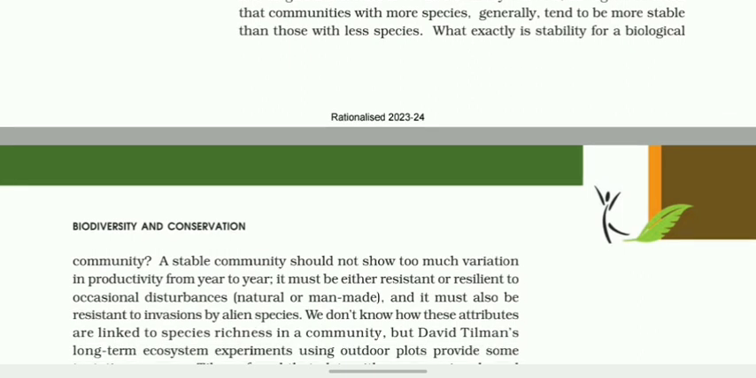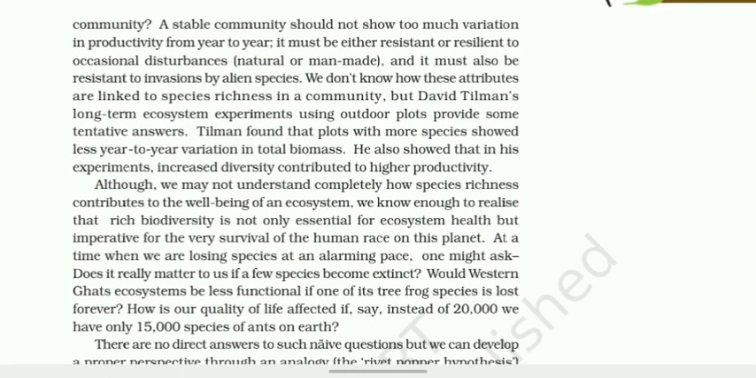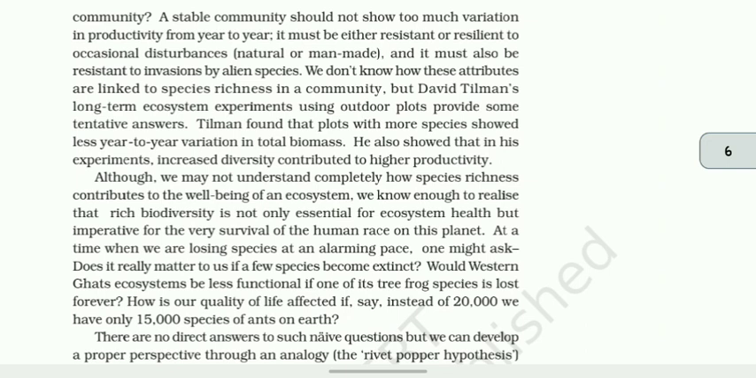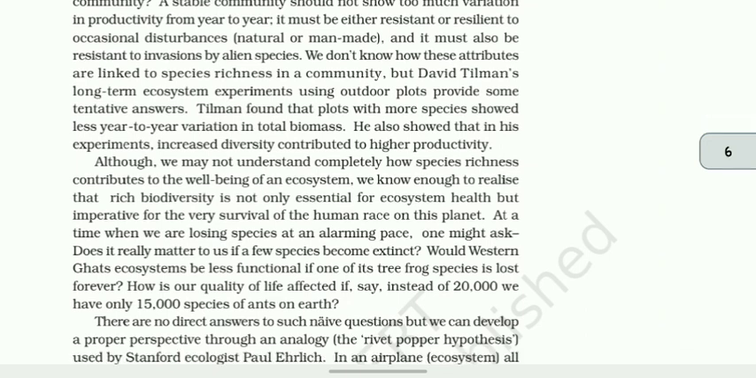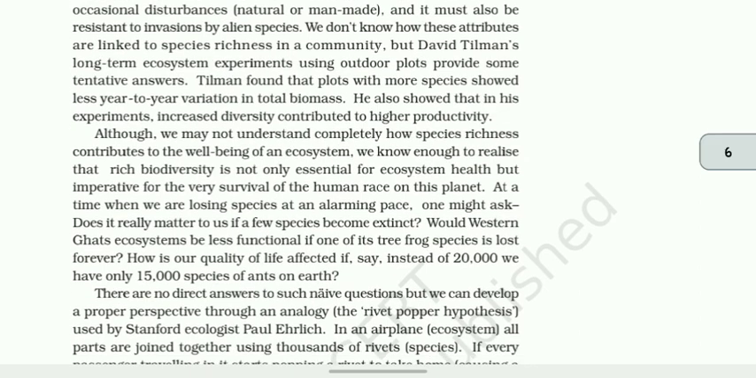What exactly is stability for a biological community? A stable community should not show too much variation in productivity from year to year. It must be either resistant or resilient to occasional disturbances, natural or man-made, and it must also be resistant to invasions by alien species.